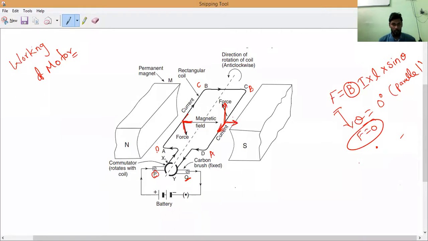So force is acting downwards as well as upward. This is how the diagram will come. Okay, guys. That is why I'm saying, if you learn this diagram, you can easily understand.